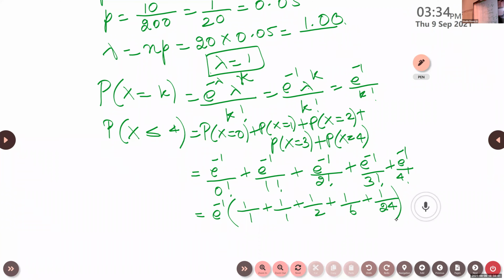What's the value of e raised to minus 1, Aparna? Ma'am, 0.368. 0.368 into 1 plus 1 is 2, 2 plus 1 by 2 is 5 by 2, plus 1 by 6, plus 1 by 24. Again, take the LCM and simplify.